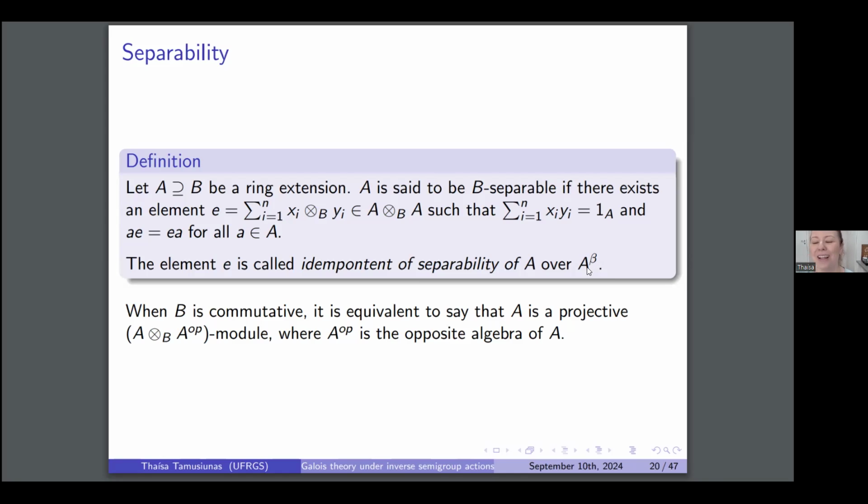It should be B. It's wrong here. It's B because, well, it's copy and paste. Here should be B. Okay. After the separability will be over the invariance, but here's the general definition, and it's for sure over B.